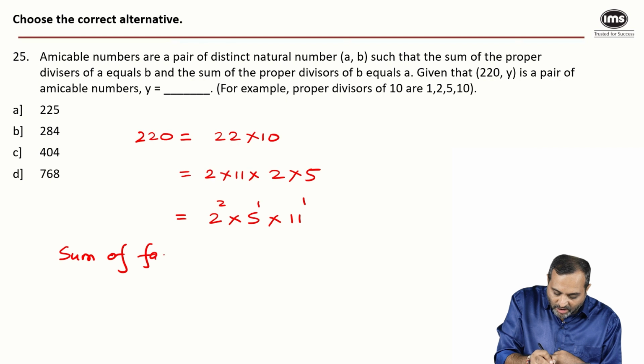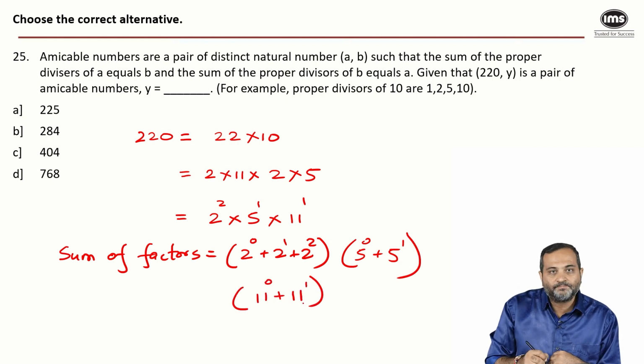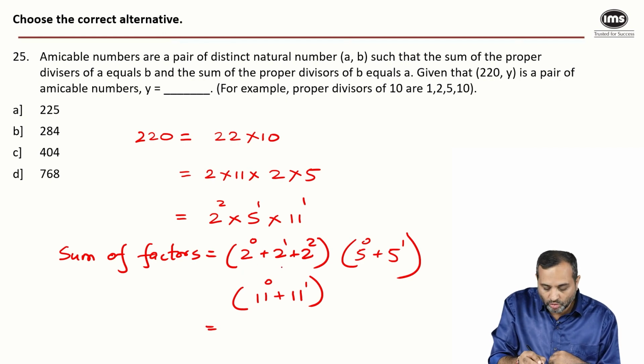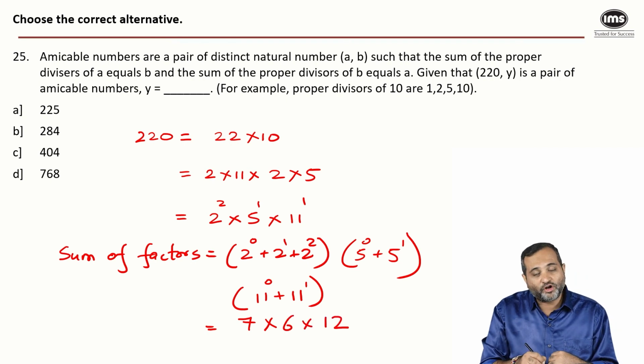So sum of factors will therefore become 2 raised to 0 plus 2 raised to 1 plus 2 square, into 5 raised to 0 plus 5 raised to 1, into 11 raised to 0 plus 11 raised to 1. So what is this? 2 raised to 0 is 1, 2 raised to 1 is 2 and 2 square is 4. So 4 plus 2 is 6, plus 1 is 7, 5 plus 1 is 6, 11 plus 1 is 12. So it's 42 into 12.